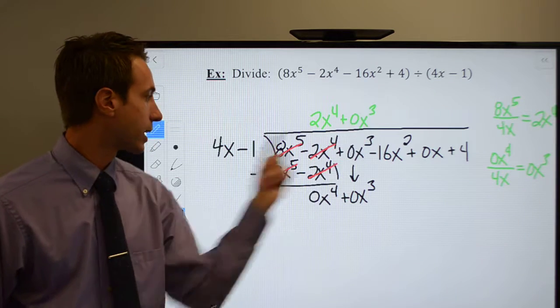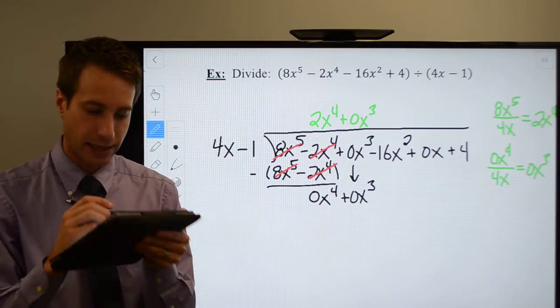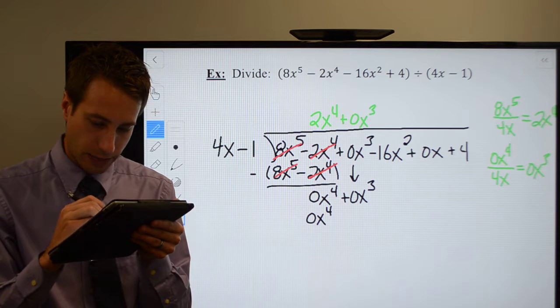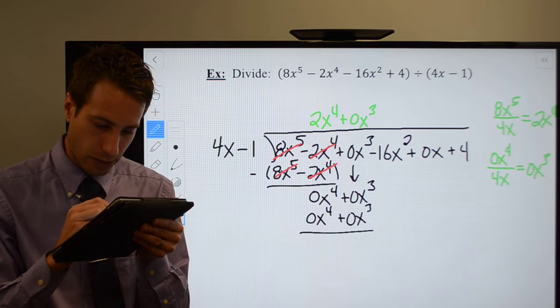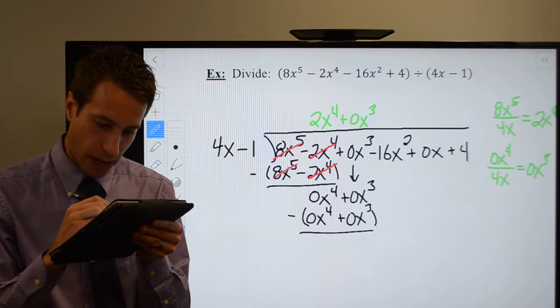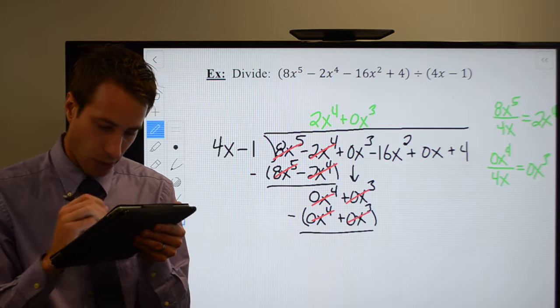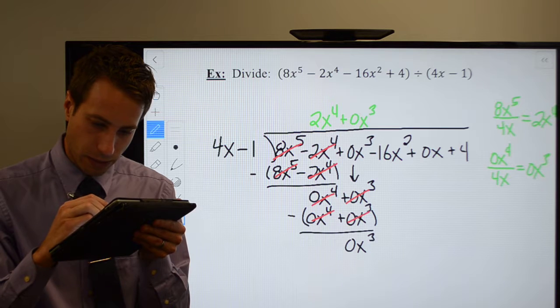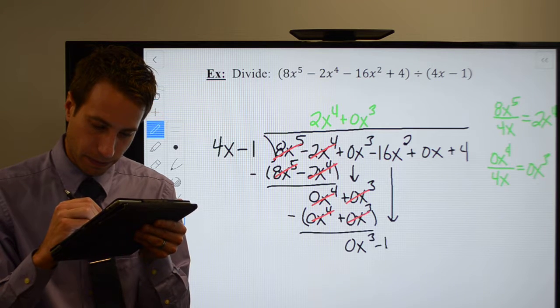Here we go. 0x cubed times 4. Well, 0 times anything is going to be 0. So I'll wind up with 0x to the 4th. And then 0 times anything is going to be 0, so plus 0x cubed. And we go ahead and we do our subtraction, and once again, wind up with a 0x cubed. Bring down the next term.